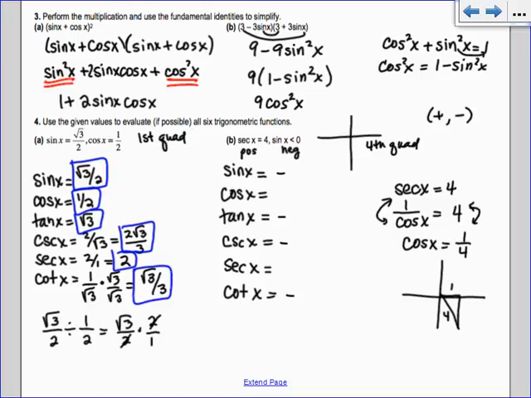Adjacent over hypotenuse. But it has to be in the fourth quadrant, so the y value has to be negative. And if I do my, let's call it y for now, if I do my Pythagorean theorem, I end up getting that y is negative root 15. Okay, so when I talk about these different things, if I talk about sine, remember sine is the y value divided by the r value, so it's negative root 15 over 4. Cosine is the x value over the r value. Tangent is the y over the x, so just negative root 15.